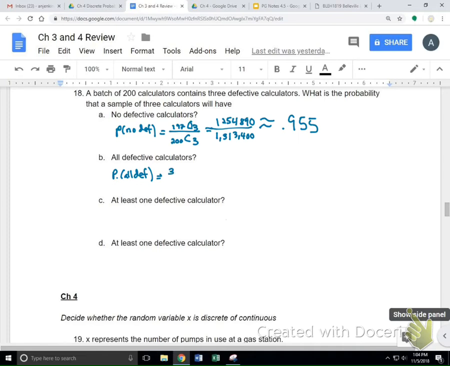And then the probability that they're all defective is going to be, you're choosing 3 calculators and you want them all to be defective, so they all have to be there. And so the bottom is 200 choose 3 because it's out of the total again. And we see that ends up being 1 over 1,313,400, which is approximately 0.000000761, that's 6 zeros after the decimal point, then 761.